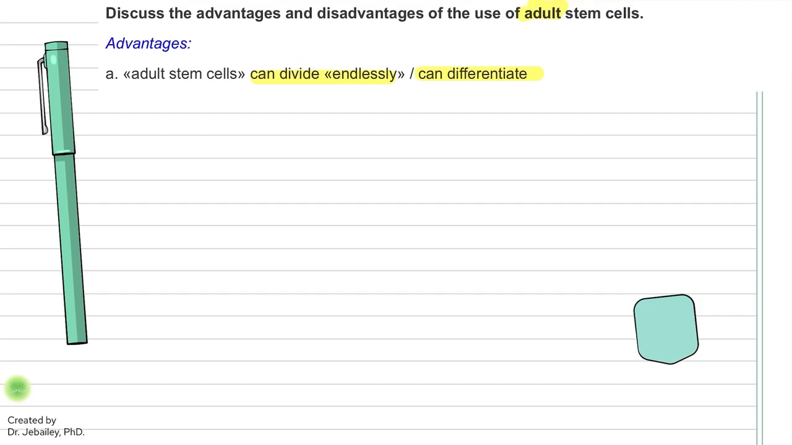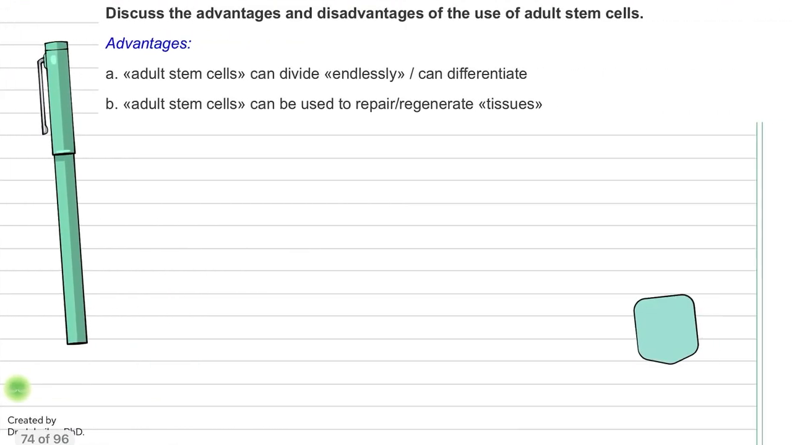So that's the first one. Second, they can be used to repair or generate tissues. So just these first two, we're mentioning what stem cells are. Stem cells can differentiate and stem cells can repair tissues. That's 2 points. And I see these two answers always when it comes to what stem cells are. So make sure you know those two for sure. Mention what stem cells are.